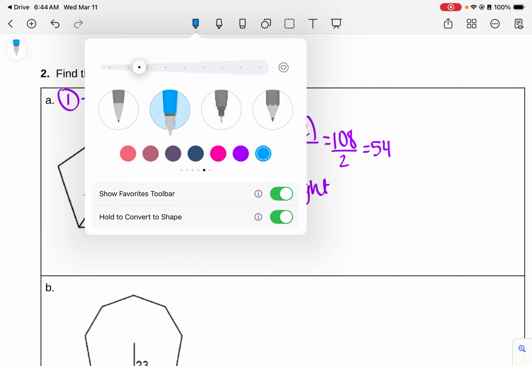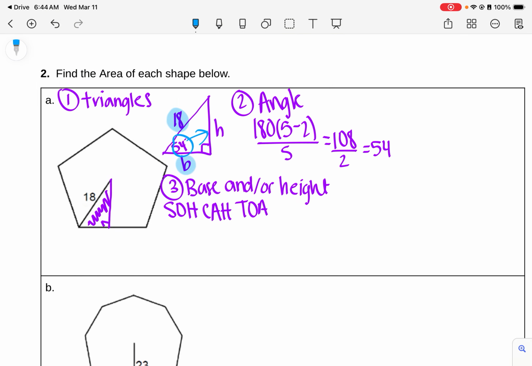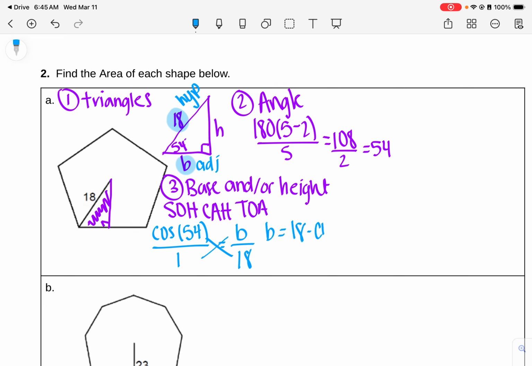So looking at the base, that would be considered adjacent to 54, and then 18 is the hypotenuse of the triangle. So adjacent hypotenuse uses cosine. So we're going to say cosine of 54 over 1 equals b over 18. Then we cross multiply. B equals 18 times cosine of 54. So 18 cosine of 54 in the calculator. You get 10.5801. So that's my base.